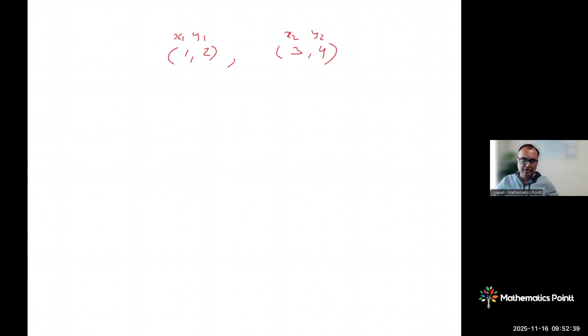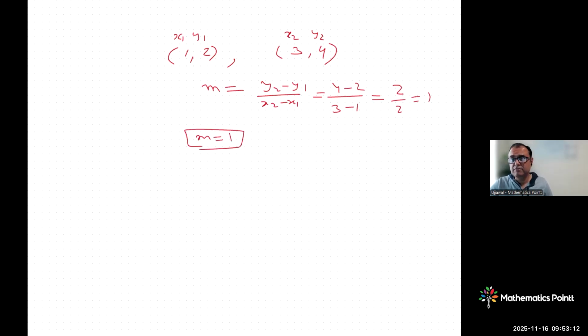Okay, let's quickly solve it. Let's find the slope first. That's what I can do. Y equals to y2 minus y1 over x2 minus x1, which means 4 take away 2 over 3 take away 1, which means 2 over 2 is 1. Slope is 1. Cool. M is 1.